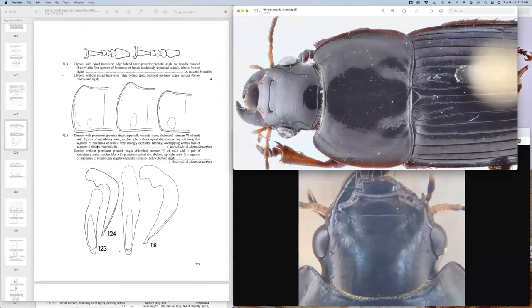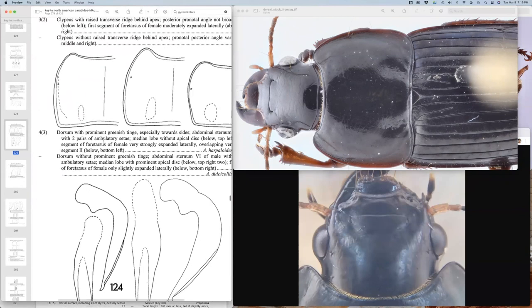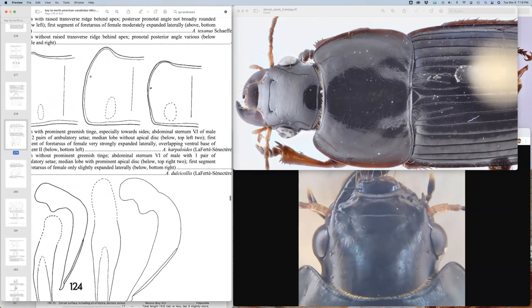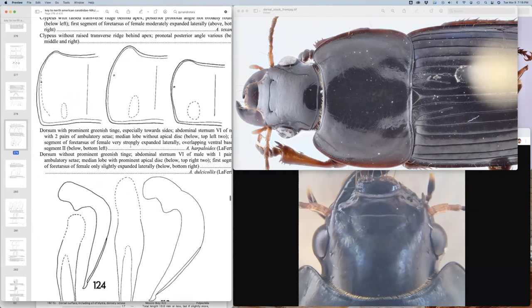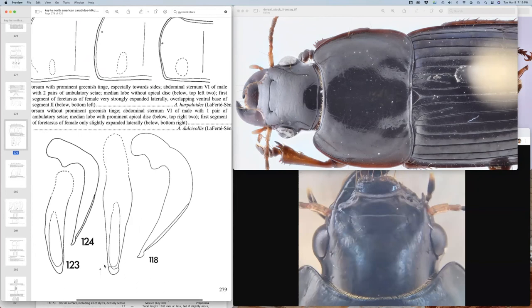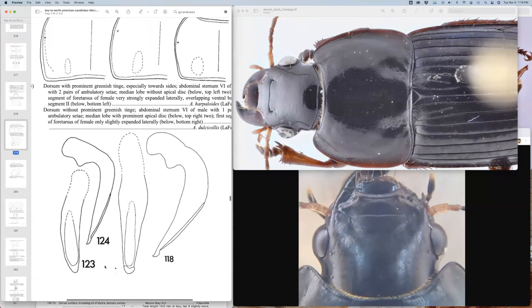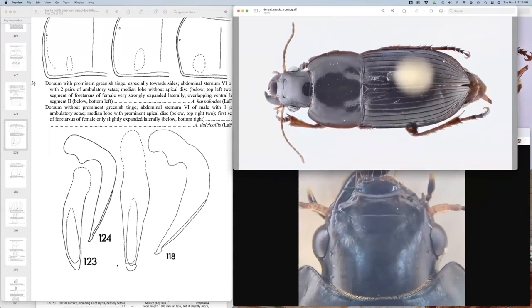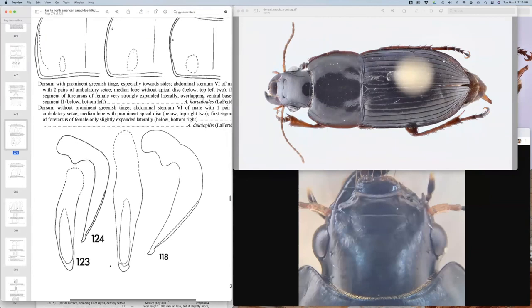So, okay, does our dorsum have a prominent greenish tinge, especially towards the sides? And also, does the sternum six of the male have two pairs of CD? Then there's also some genitalic characters here. We can see these genitalic drawings looking at the median lobe, perhaps with this apical disc, right? Or is it not a greenish tinge? Okay, so this is great. We don't have a greenish tinge, so we're already thinking it's probably here, dulcicolus.